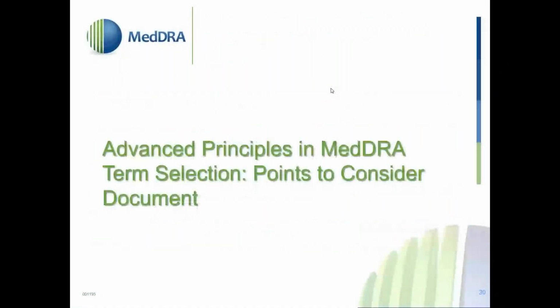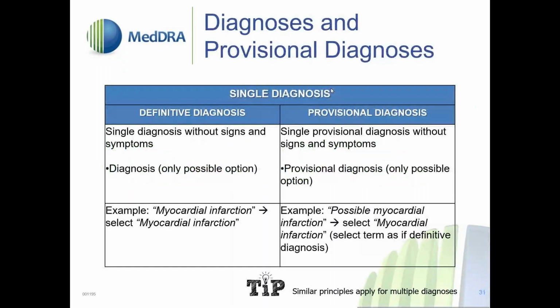So then let's continue. And I will now address some of the specific advanced principles addressed in the PTC term selection guidance document. The first advanced principle in the document is the coding of a confirmed or provisional diagnosis with or without signs and symptoms. Well, if we have a single diagnosis without signs and symptoms, which is confirmed, we will only code this diagnosis because this is the only information that we have.